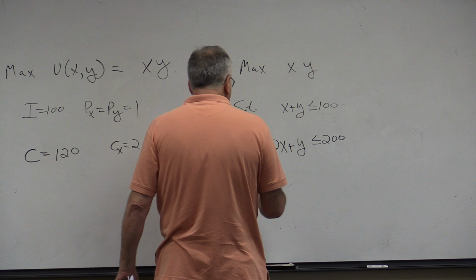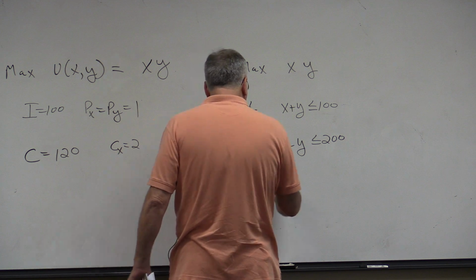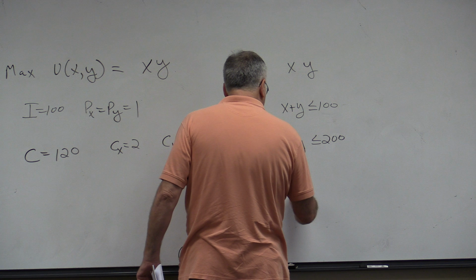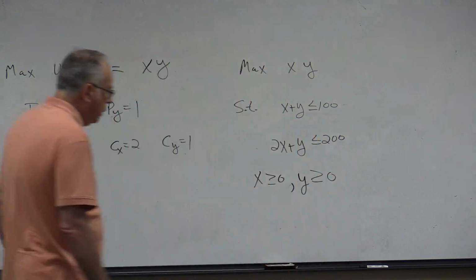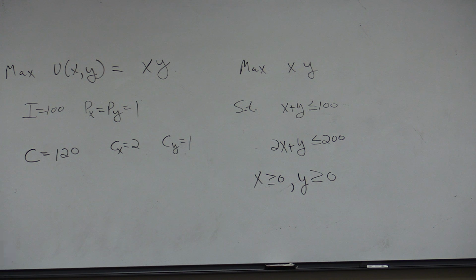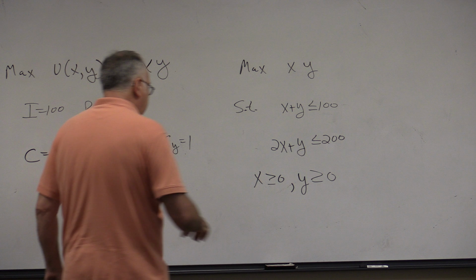Okay. And then we would also have these conditions, of course. The non-negativity conditions. The amount of X and Y you consume can't be negative. Okay. All right. So what is our Lagrange function now?